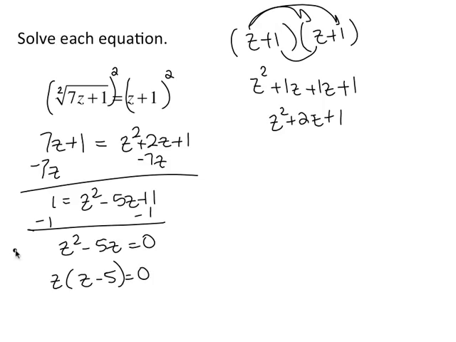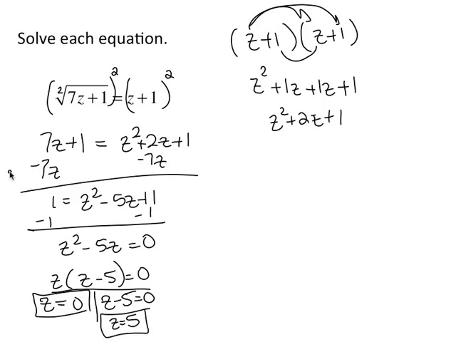And I'm going to use the zero factor property, which states that if two factors multiply to equal 0, then one of the factors or both of the factors are equal to 0. So here we get z is equal to 0 and z minus 5 equal to 0. So the answer could be z is equal to 0 or z is equal to 5. Remember, when you're solving equations involving radicals, you need to check both potential solutions.